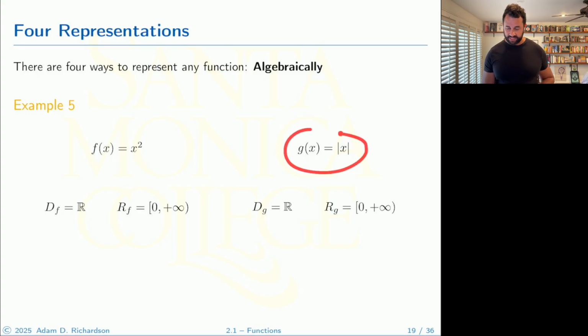Same kind of thing for this. So here, this function g, this is the absolute value function that we studied back in chapter 1, right? What numbers can you put into the absolute value function? Any of them. Any real number you can take the absolute value of. What is the range? Well, remember, the absolute value is the distance from the origin, so it's always going to be positive or 0. So the range is this. The absolute value is never going to be a negative number. It's always going to be a positive number or 0. So the range is 0 to infinity once again.